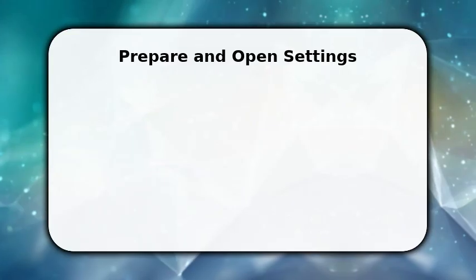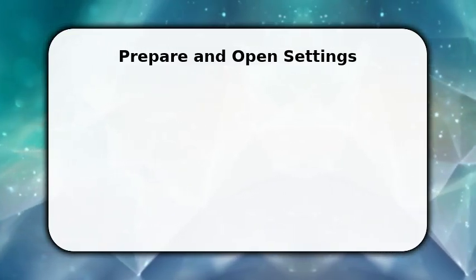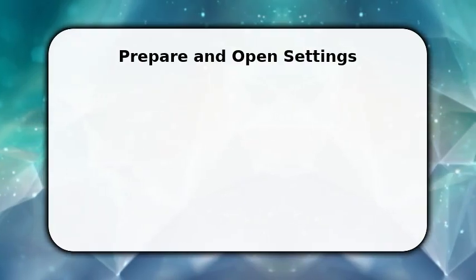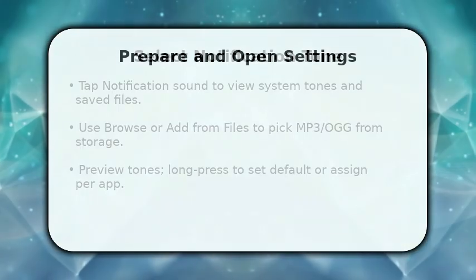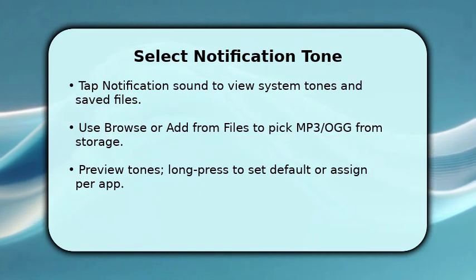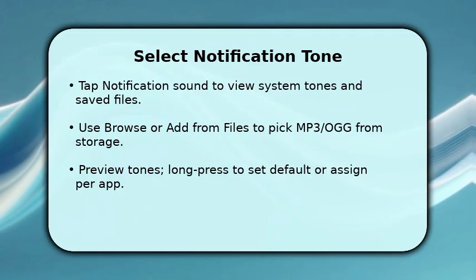Make sure Do Not Disturb is off so you can hear changes. You're initiating the change here because Android separates notification tones from ringtones, and that separation determines the next steps. You now tap Notification Sound to open the list of available tones. This shows both built-in sounds and any you've added.